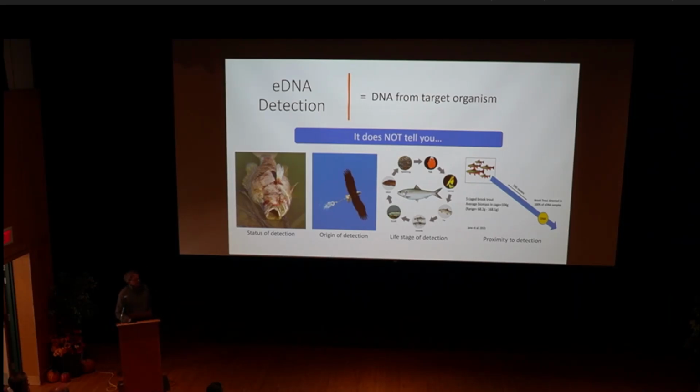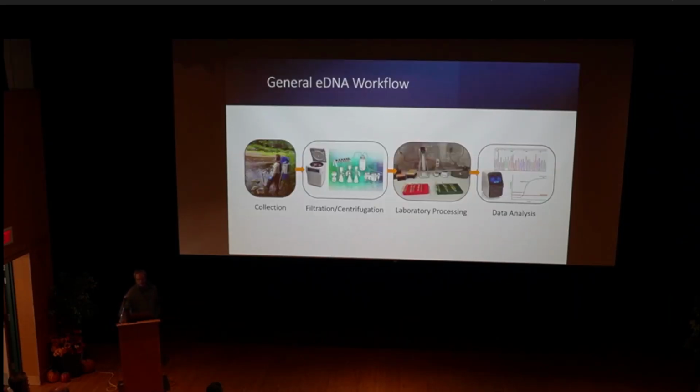Okay, so we'll shift gears here a little bit and move on to what a generalized eDNA workflow would look like. And this is a water example with filtration. So you've got to go out and collect the sample. For the most part, water samples at this point are generally filtered. There are some cases where the turbidity is too high, and centrifugation is used to concentrate the DNA. But for the most part, it's filtration.